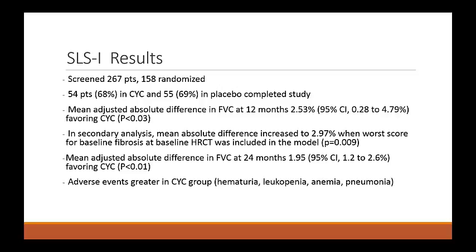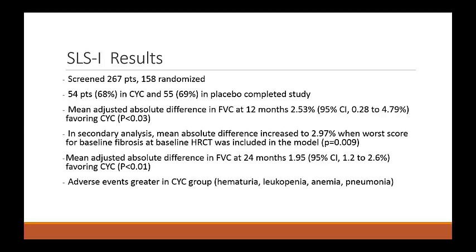So these are the results. They ended up screening 267 patients and randomizing 158 of them. Of these 158, and we'll get into this a little bit more, roughly 70% in each arm actually completed the study. It was a positive study in the sense that they found an absolute difference in FVC at 12 months that favored the cyclophosphamide arm, and that absolute difference was 2.53% at 12 months.